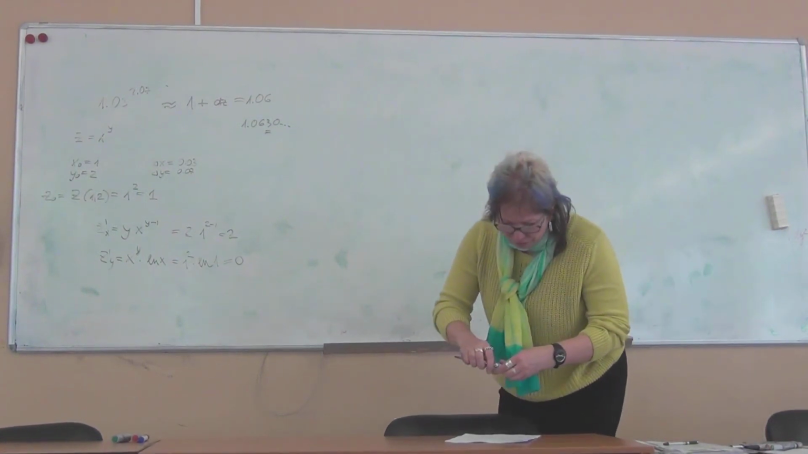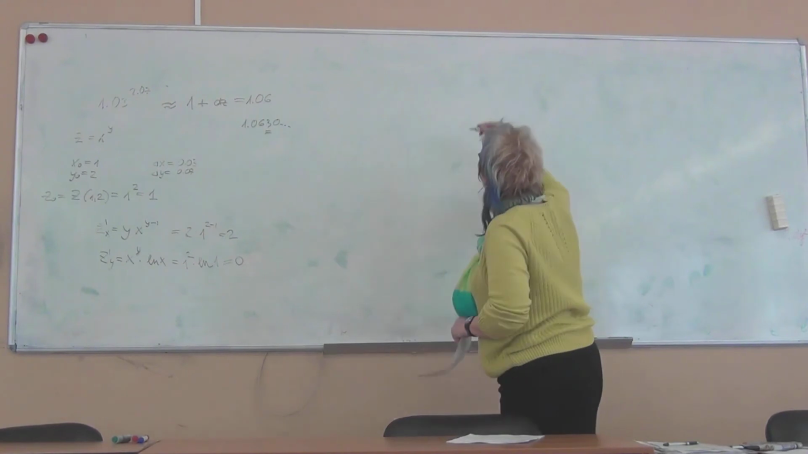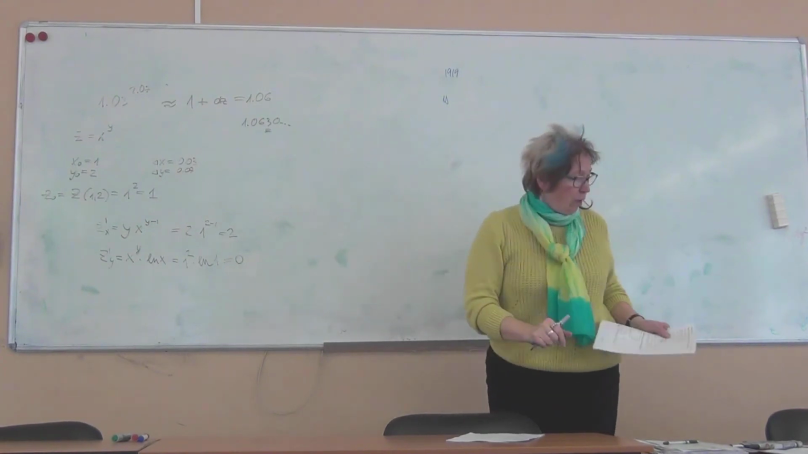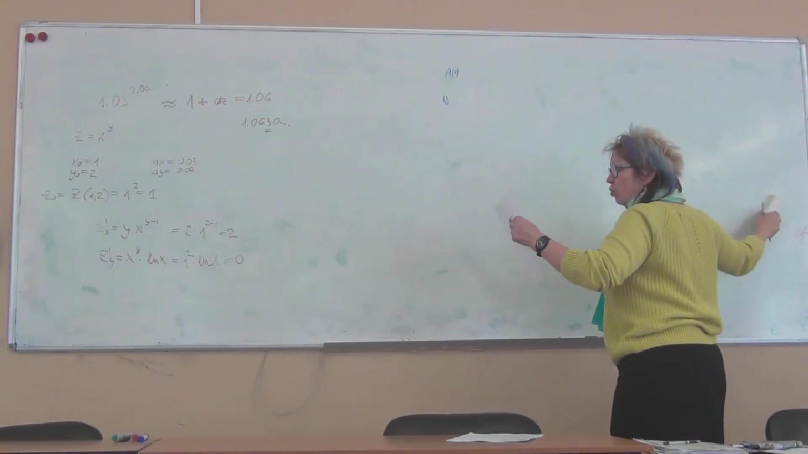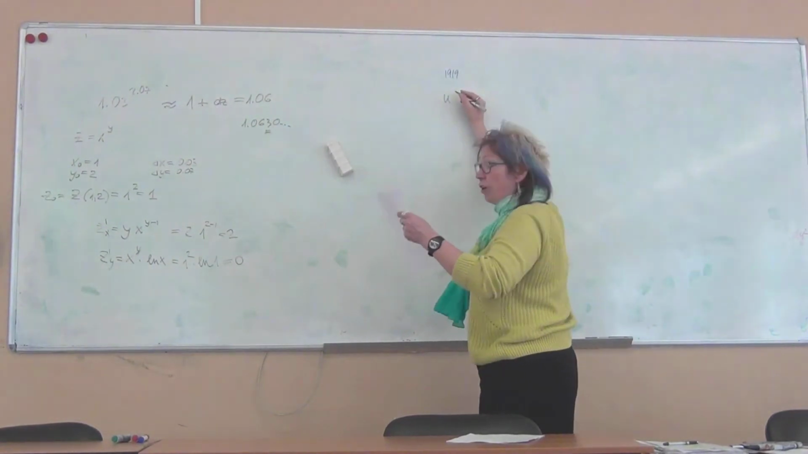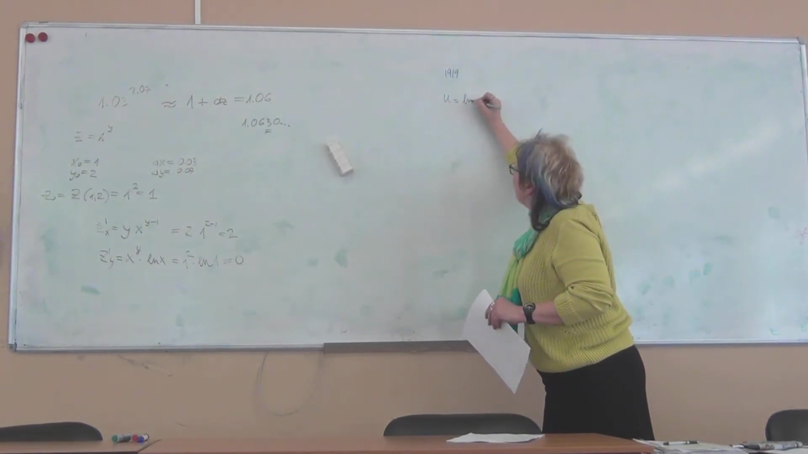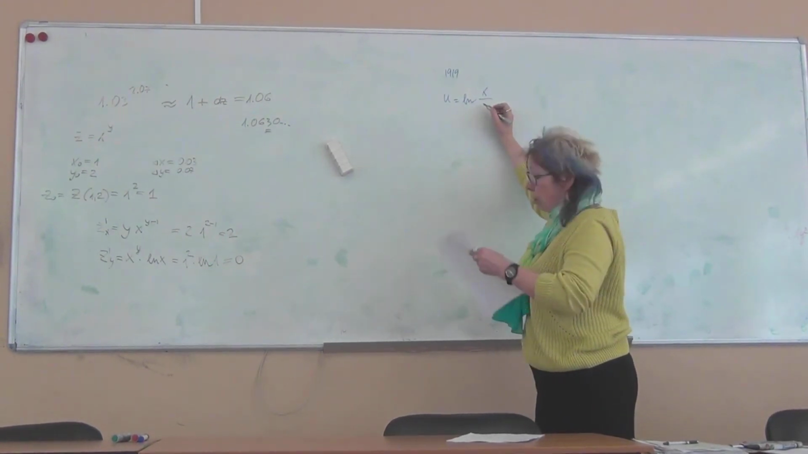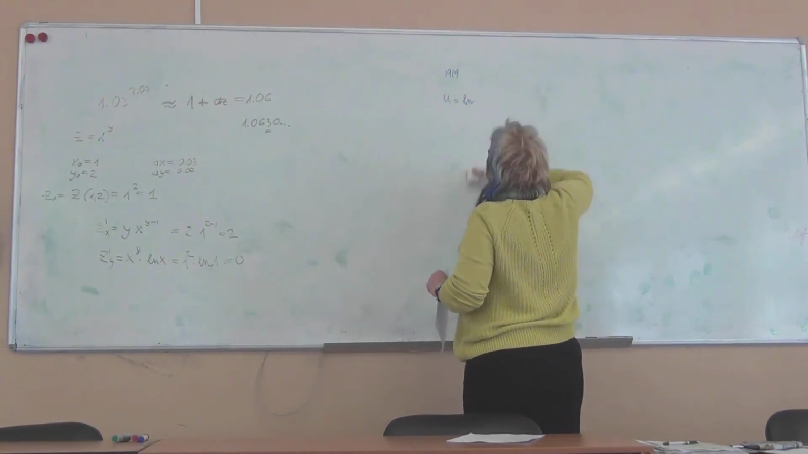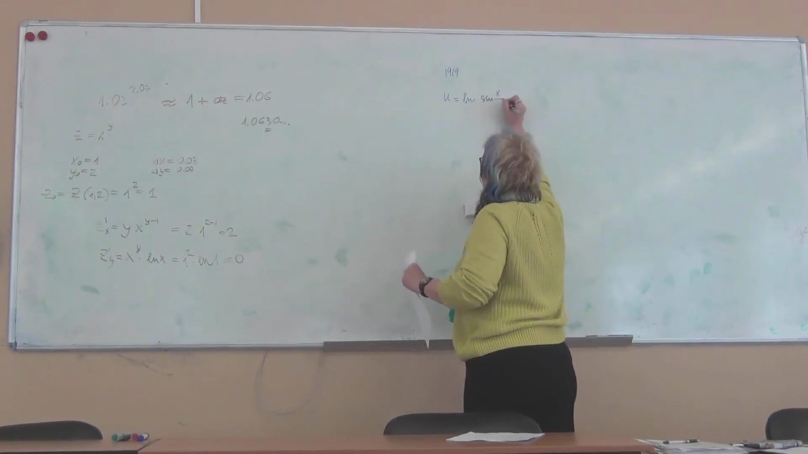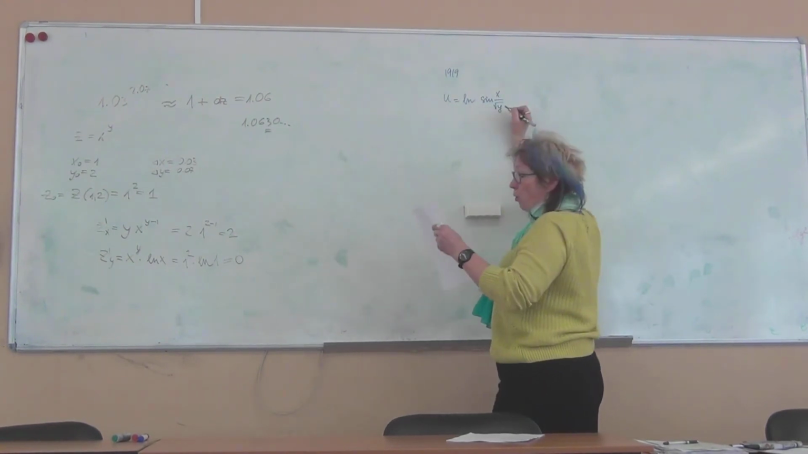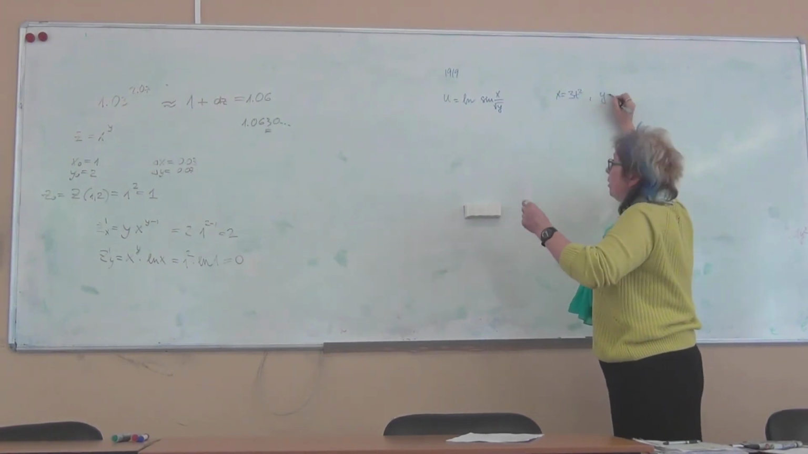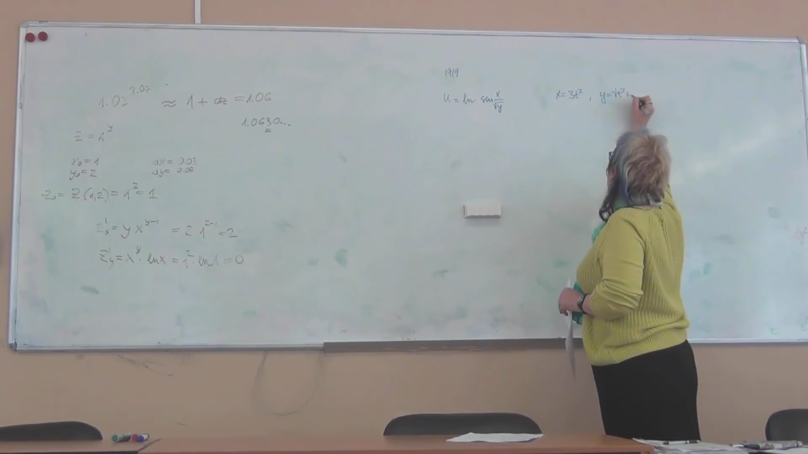All right. Starting with the unpleasant one, 1919. U is the natural logarithm of sine x over square root of y. I forgot the sine. X is 3t squared and y is square root of t squared plus 1.